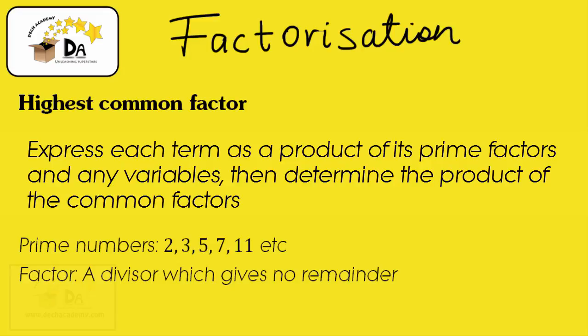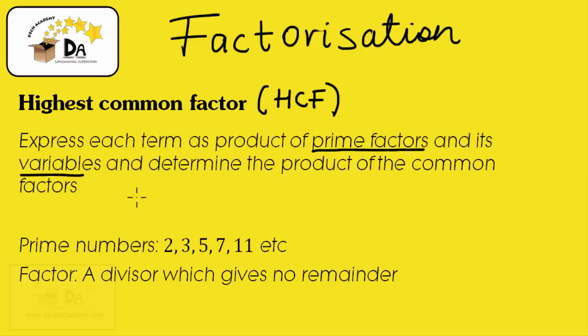The highest common factor, also known as the HCF, is something you've met before, probably in primary school, if not in junior secondary school, and it's determined as follows. If you have two or more terms, one expresses each term as a product of its prime factors and its variables, if it has variables, and one then determines the product of the common factors. The product of these common factors is the highest common factor.